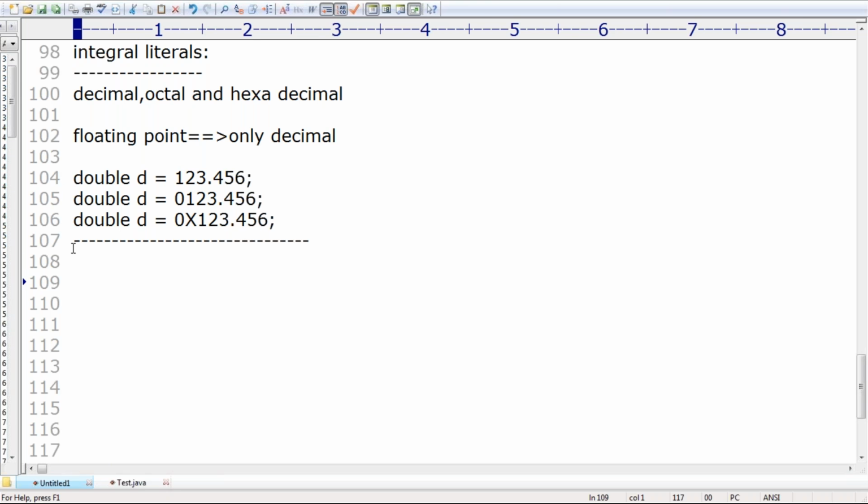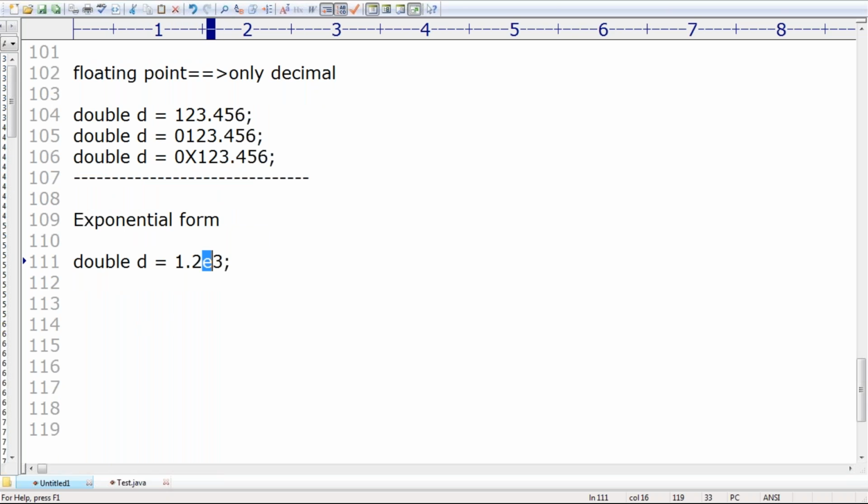But for floating point, there is one more small way, sir. That way is called exponential form or scientific notation. Observe: double d equals 1.2e3. This e kind of thing is called exponential form. What is the meaning of 1.2e3? Anyone, can you tell? 1.2 into 10 power 3, 10 cubed.